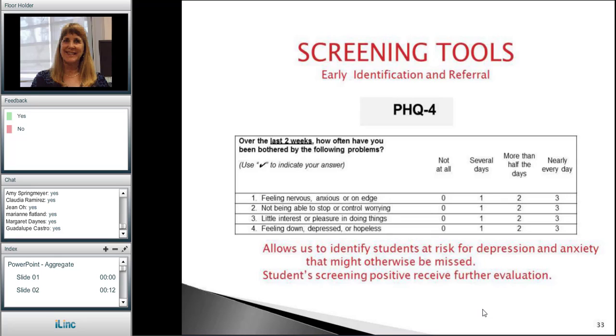So in our clinic, what we've been doing is using the PHQ-4 to screen everybody who comes into the clinic for triage, for an appointment with the nurse practitioner, or just to ask questions and get over-the-counter medication. And it's been really helpful to us to pick up on students that we normally would have missed who are struggling with anxiety or depression, because it's not always really obvious.